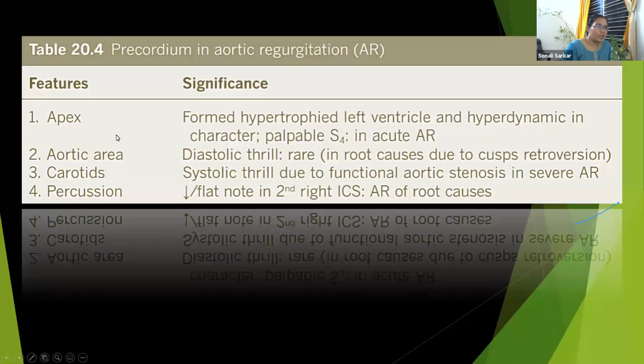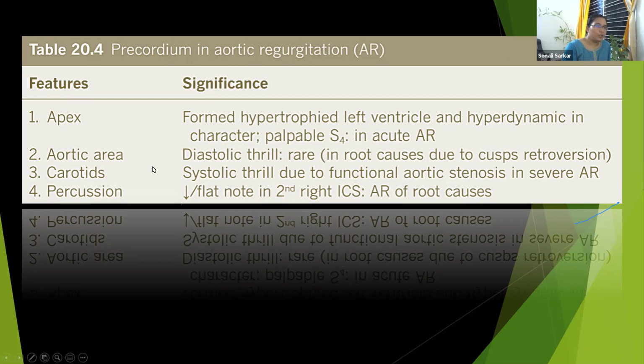Now in aortic regurgitation, the apex is formed by the eccentric hypertrophy of the left ventricle. That is, the left ventricle is dilated as well as the wall is thickened. So the apex will be down and out and hyperdynamic. That is forceful but ill sustained, that is less than 50% of systole.